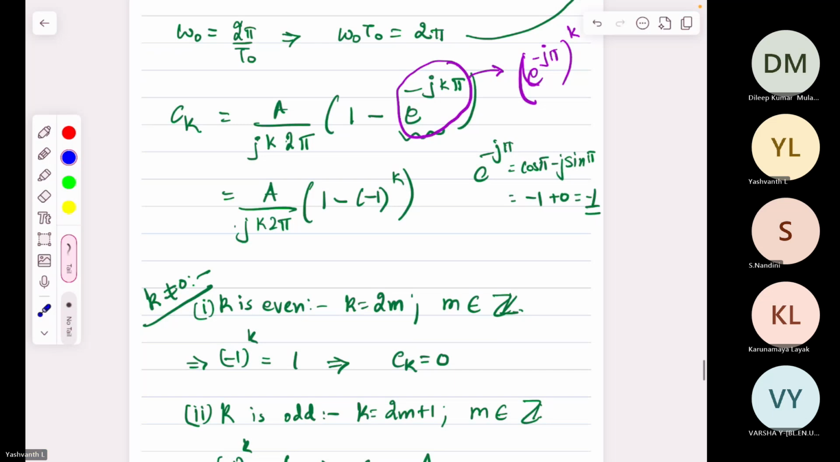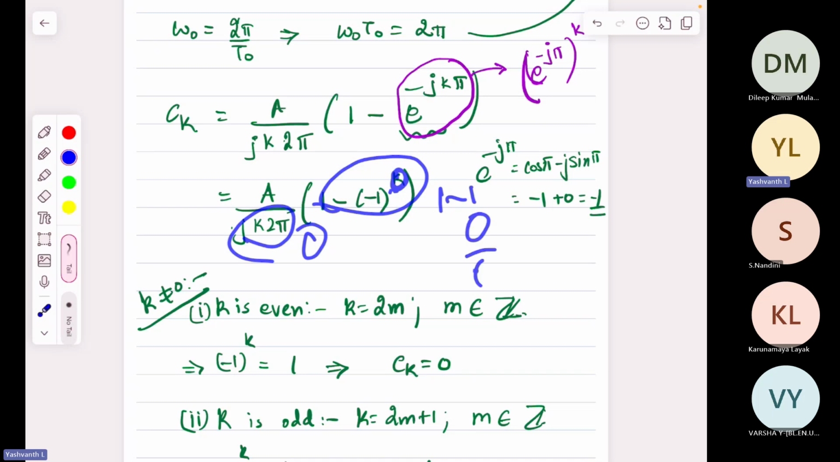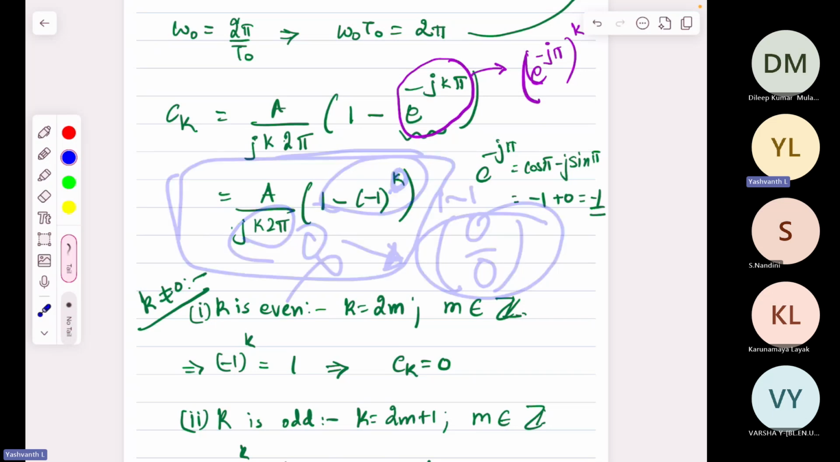Okay. When k equal to 0, what happens? Right. So basically put k equal to 0 here. So it becomes 1 minus 1. So the numerator is 0. The denominator also goes to 0. So it is a 0 by 0 form. Therefore, this ck expression at k equal to 0 is not what you need to use. So what you need to do, I will tell you.